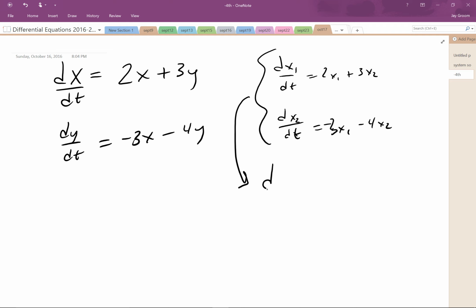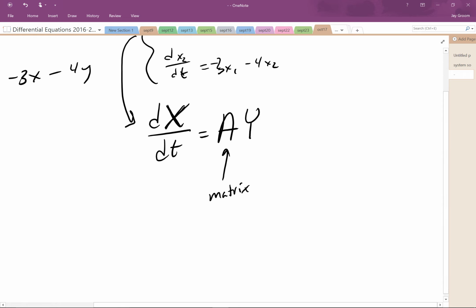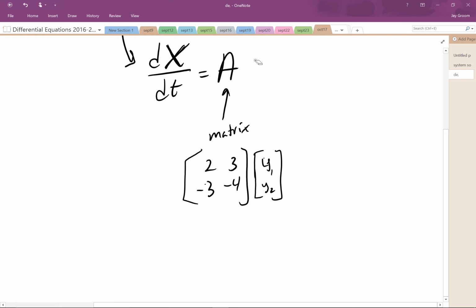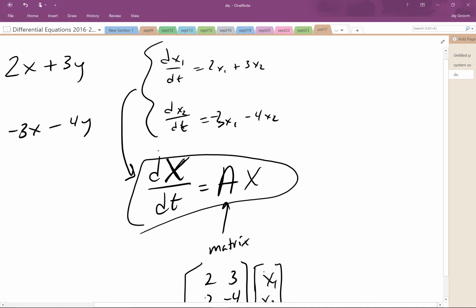They take this and turn it into this: big dx/dt is equal to some A times some y. What is this? Well, this is a matrix of coefficients: 2, 3, negative 3, negative 4. Times the vector, which we'd actually say is y, because the vector is a 2 by 1 vector, y1, y2. The way I have it written right now, it should be x1 and x2, but your book uses y's instead. That's all they mean when they write it like this: they've turned it into a matrix times a vector, which, when you distribute it out, gives you back this business right here.